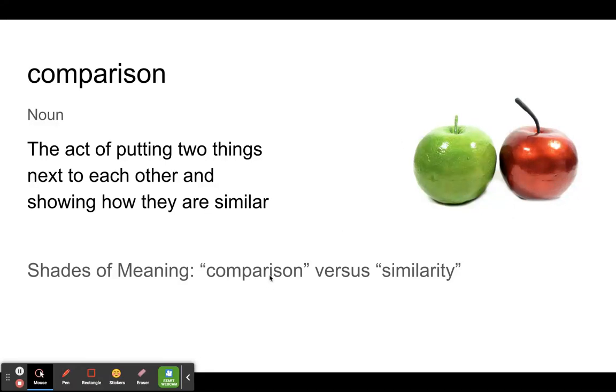Shades of meaning, comparison versus similarity. A similarity has to do with only the things that are the same. If you are showing the similarities of two things, then they're only going to be the same. But a comparison means that you are giving the chance to show that there could be differences as well.